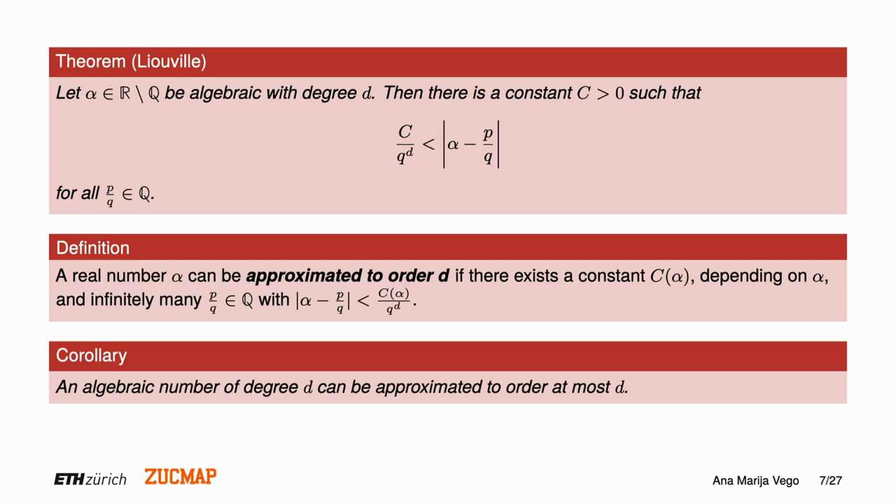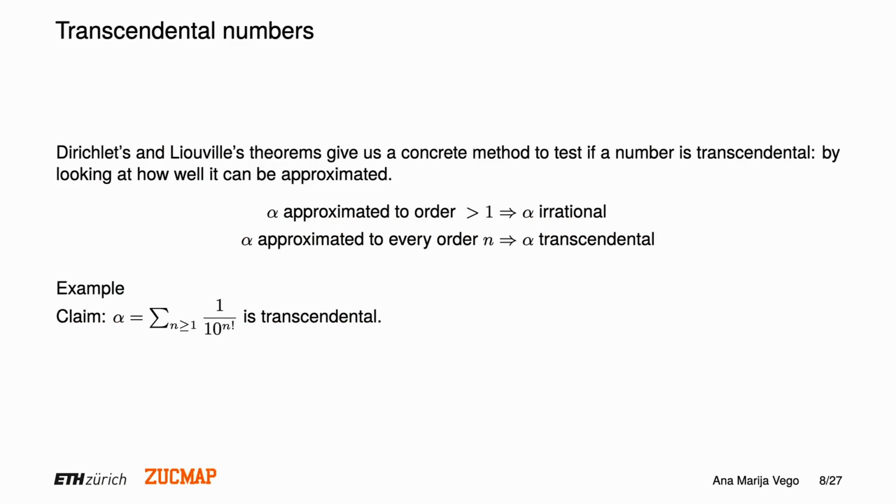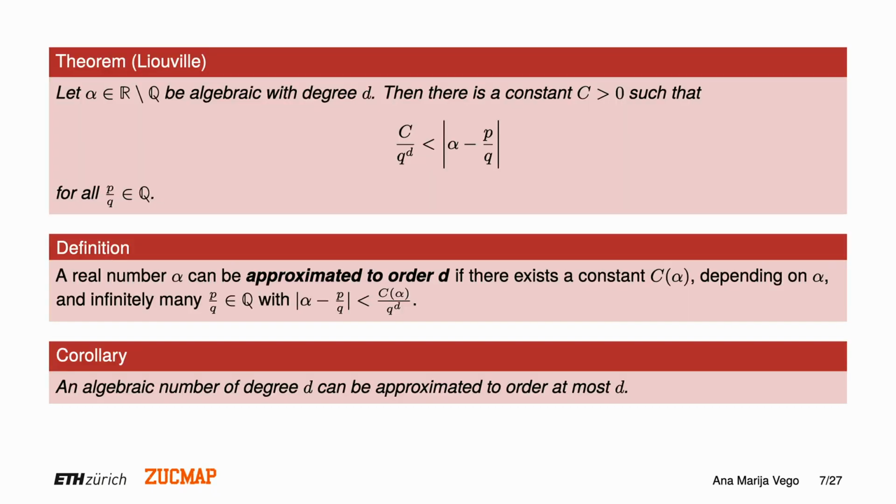But something that we can show is that this number alpha that I have written up here, this infinite sum from n equals 1 to infinity of 1 over 10 to the power of n factorial, is transcendental. And how do we do that? As I said, we can use this corollary by Liouville, which says that an algebraic number of degree d can be approximated to order at most d. So if we have a real number which can be approximated to any order, then it must be transcendental, right?